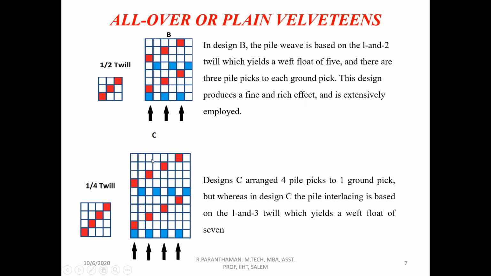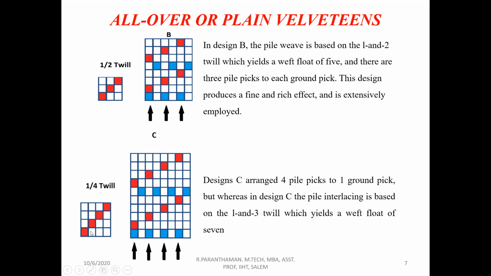Then see design C. Here we are taking the plain view with the blue solid marks. All are arranged in plain view order. In this design, we are using 1 up, 3 down twill. Here is a wrong piece of information: they are saying 1 up, 4 down twill, but the actual design is 1 up, 3 down twill.